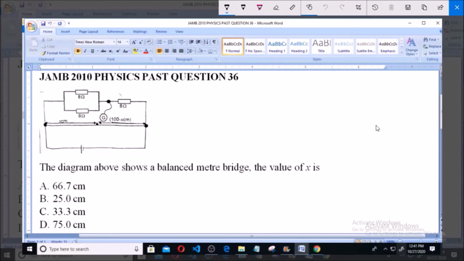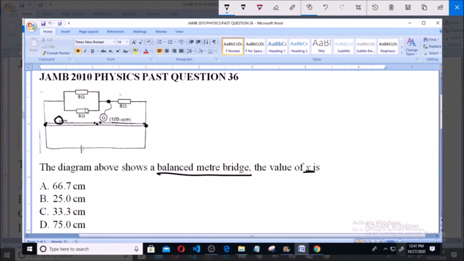So you have a diagram. The diagram above shows a balanced meter bridge. The value of X is: A, 66.7 centimeters; B, 25.0 centimeters; C, 33.3 centimeters; D, 75.0 centimeters. So you have a meter bridge shown here, and we are asked to find the value of X in centimeters.